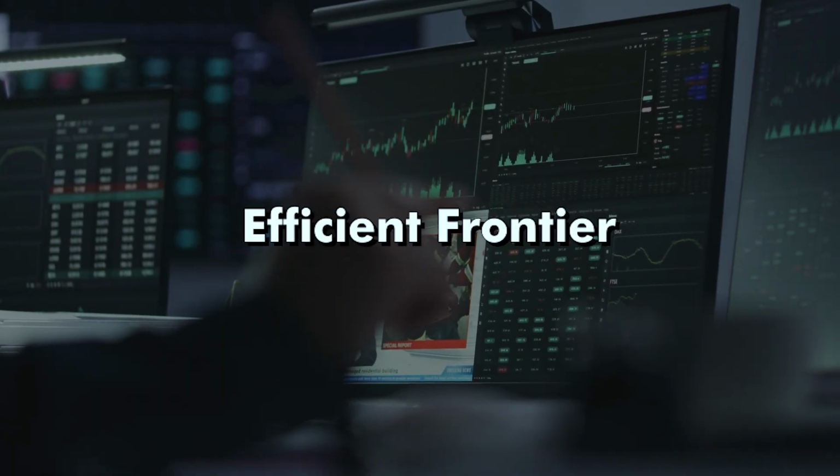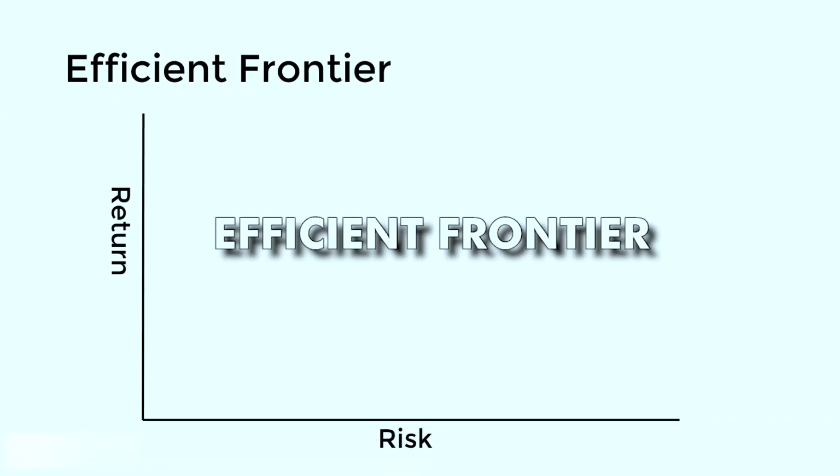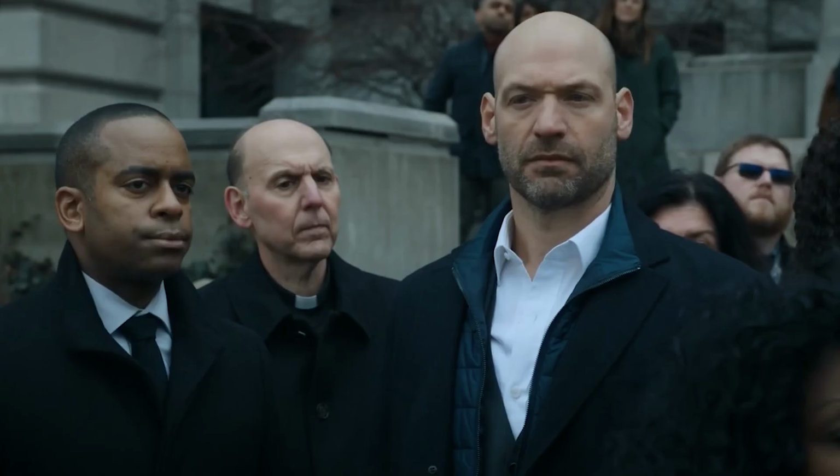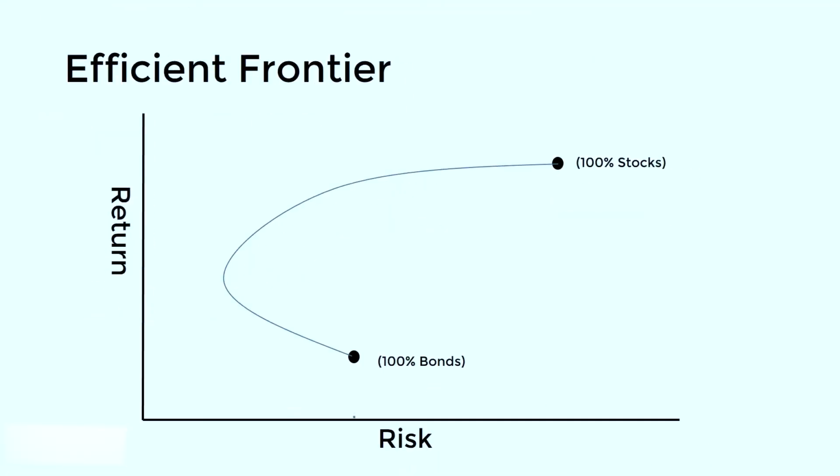Next is the efficient frontier. In MPT, the efficient frontier represents the set of portfolios that offer the highest expected return for a given level of risk. Portfolios that lie below this frontier are considered suboptimal because they do not provide enough return for the risk taken. Graphically, the efficient frontier looks like an upward curving line. Moving up the curve increases expected return but also increases risk.